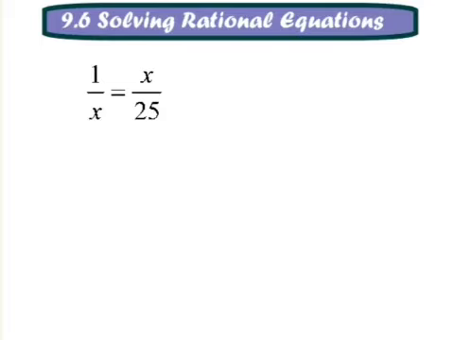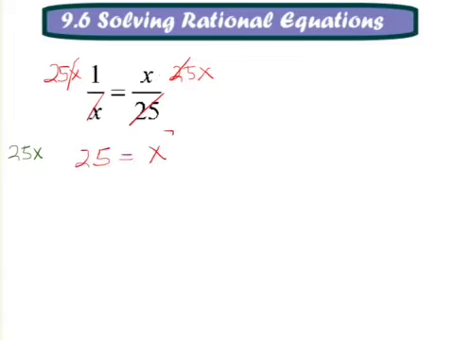So now let's identify the common denominator for this next example. I identify it as 25x, and so now I'm going to multiply everything by 25x. So 25x here times 25x here. And now here on the left, the x's will cancel. Here on the right, the 25's will cancel. So here I get 25 equals x squared.